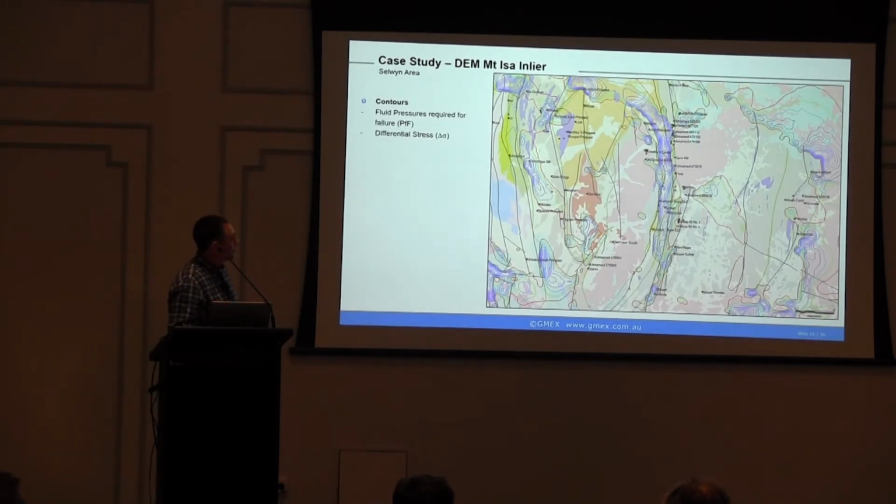So this is a close-up. You can see that this is what we call fluid pressure required for failure, so contours of that. Essentially that's talking about that Mohr circle and how much fluid pressure you need to get that to fail. So the lowest values are obviously better than high. And we can see in the Selwyn High strain zone, it really picks the area out exceptionally well.